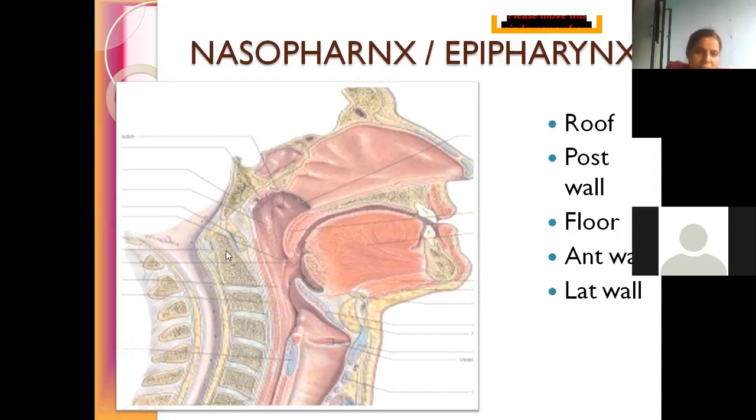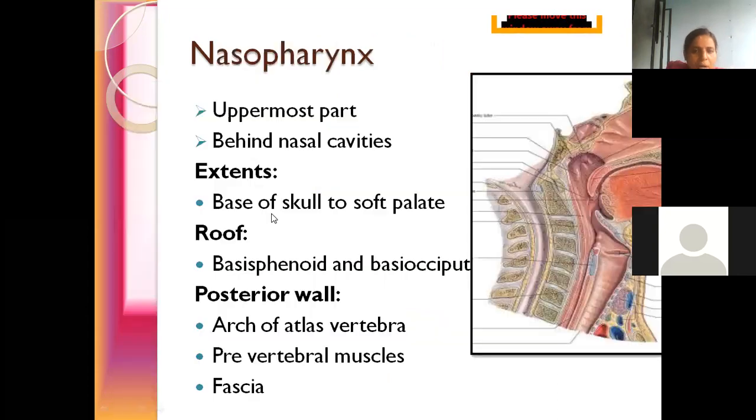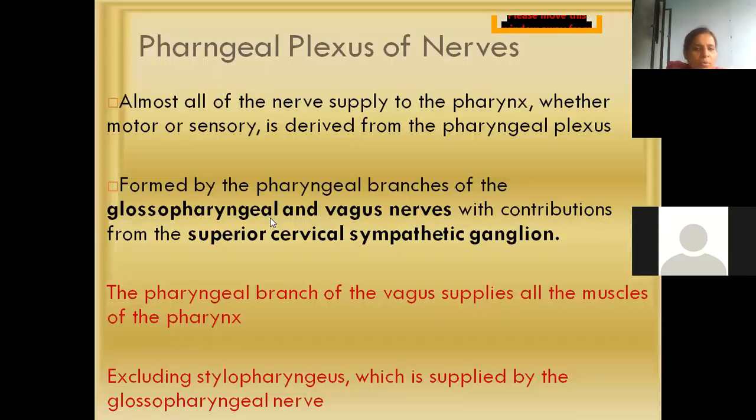Okay. Then this is our posterior wall. What is this vertebra, beta? First vertebra you are finding. That means C1, first cervical vertebra. Okay. In the floor, we will have muscles. What is the anterior communication? Nasal cavity. Nasal cavity.